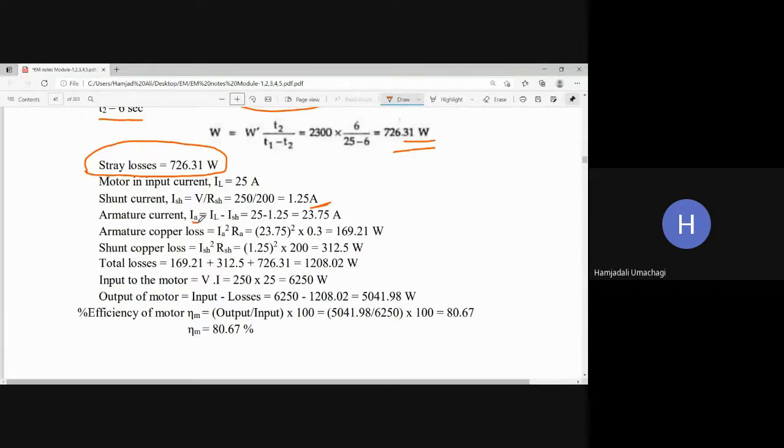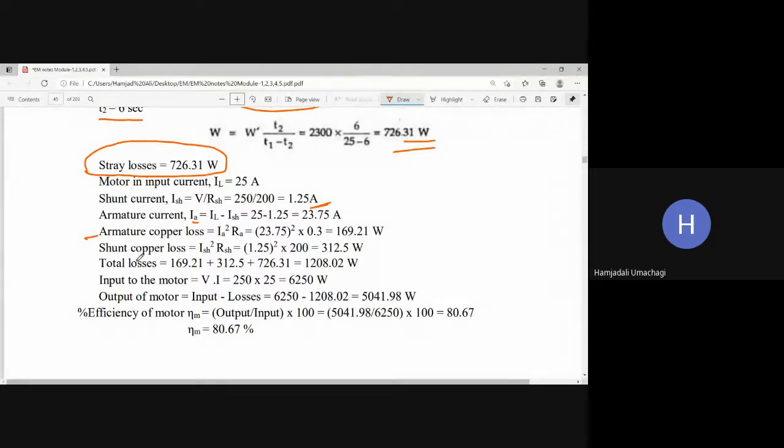Using this, now you calculate different losses. First, let us calculate armature copper loss. The formula is IA square into RA. IA square is 23.75 whole square multiplied by armature resistance 0.3. It will be 169.21 watts. Then you calculate shunt field copper loss, that is ISH square into RSH. ISH we have already calculated as 1.25, whole square, and field resistance is 200, which will be 312.5 watts.